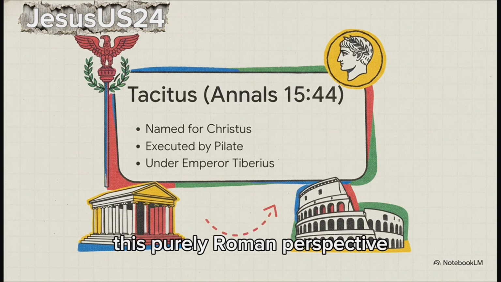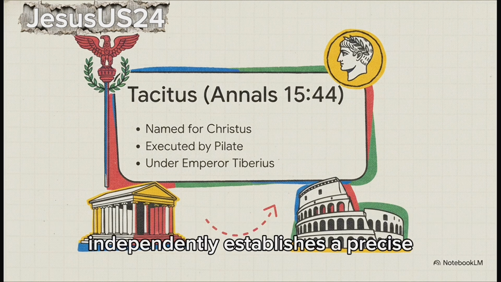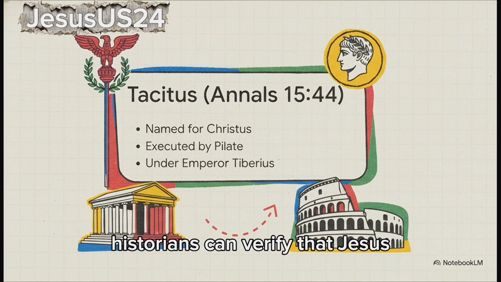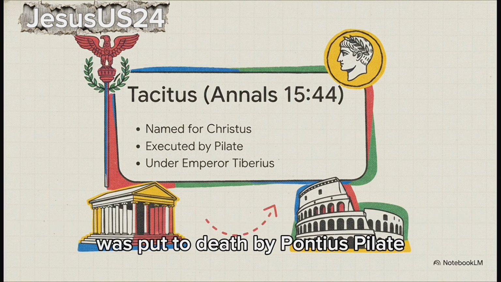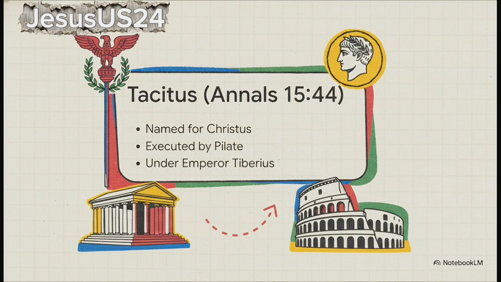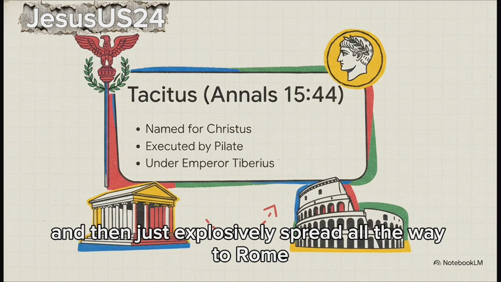Well, this purely Roman perspective independently establishes a precise historical framework. Just from Tacitus alone, historians can verify that Jesus was put to death by Pontius Pilate during the reign of Tiberius. They can verify the movement originated in Judea, took a temporary hit with his execution, and then just explosively spread all the way to Rome.